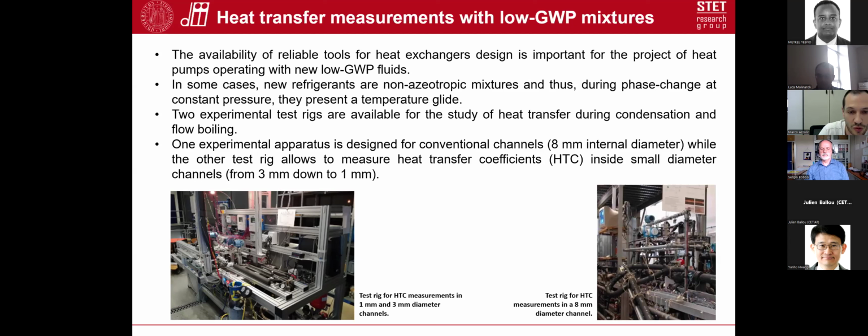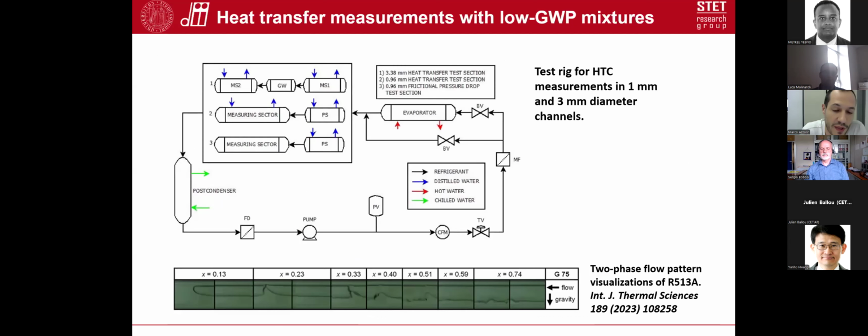Now I just want to show you in the next slide a layout of one of our loops. It is a pumped loop, so there is no compressor, there is a pump. And in such a loop, we can study the heat transfer. What does it mean? It means that in this experimental apparatus, we have several test sections to measure the local heat transfer coefficient of the refrigerant. So here we are not characterizing the whole heat exchanger, but we are just focusing on the refrigerant side heat transfer coefficient.